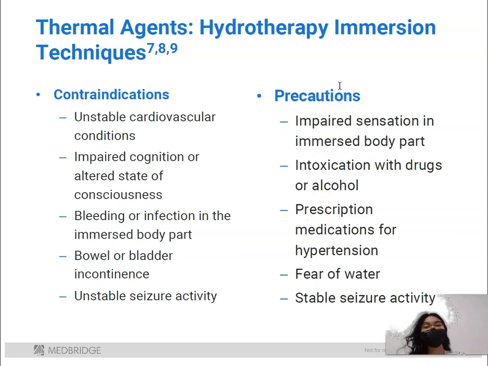Next would be the precautions. Alright? Precautions naman, there's impaired sensation in immersed body part. Okay? So, when we say precaution, it's 50-50. It depends on you if you would proceed or not. Yun ang precautions natin. Kumbaga, this is relatively contraindicated. It lies to your clinical decision making if you would continue or not.